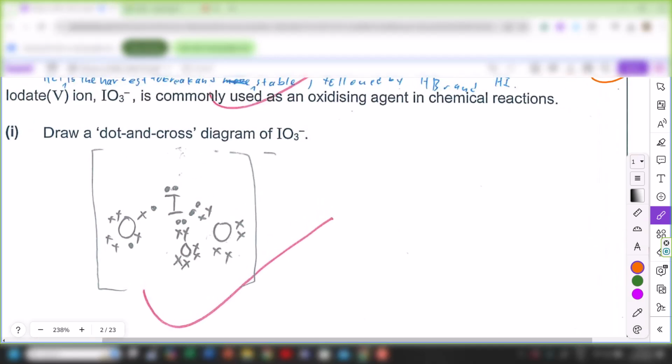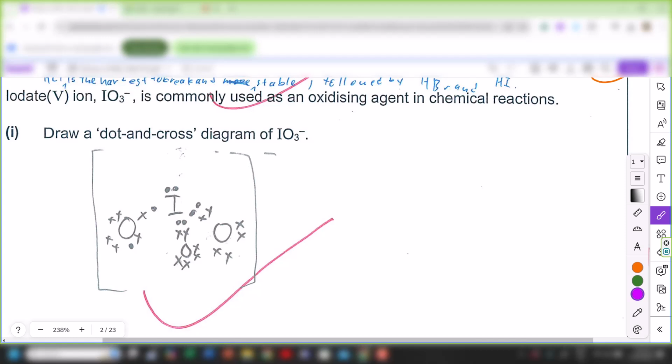Next I will want to focus a bit more on this IO3 minus, because quite a number of you got it wrong. The answer is here, but at the end of the day, it's not about the answers, because you can easily Google the answers. It's about the thought process in getting the correct answer.